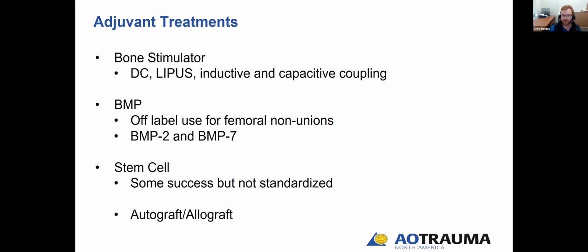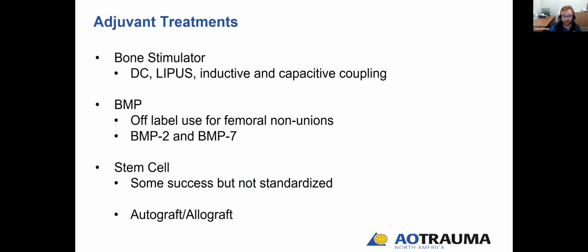So it's something to definitely think about: where am I going to take it? What positioning am I going to be in? What do I have access to? And then can I use it for this case at this time, or do I need to do something staged? So look at your non-union first if you're doing a non-union takedown and an open plating, and then take your autograft.